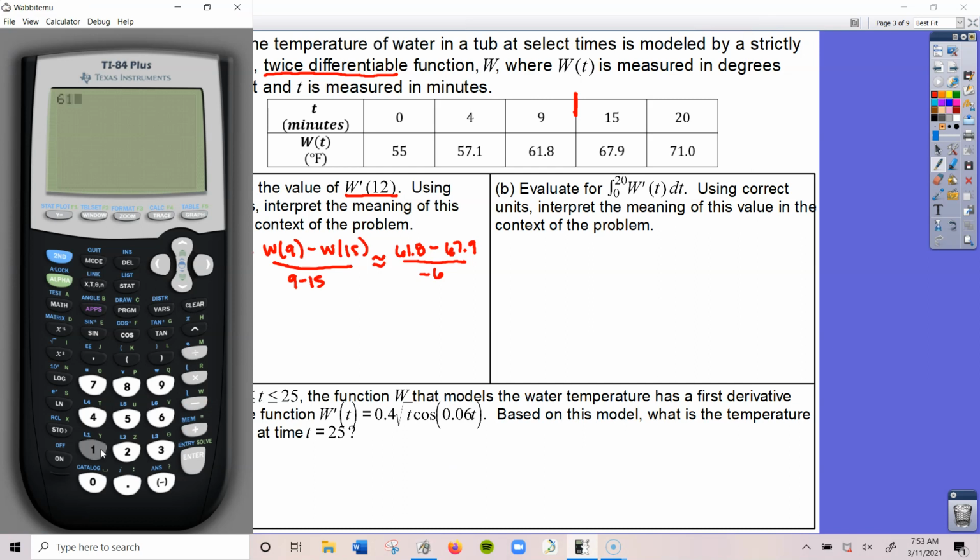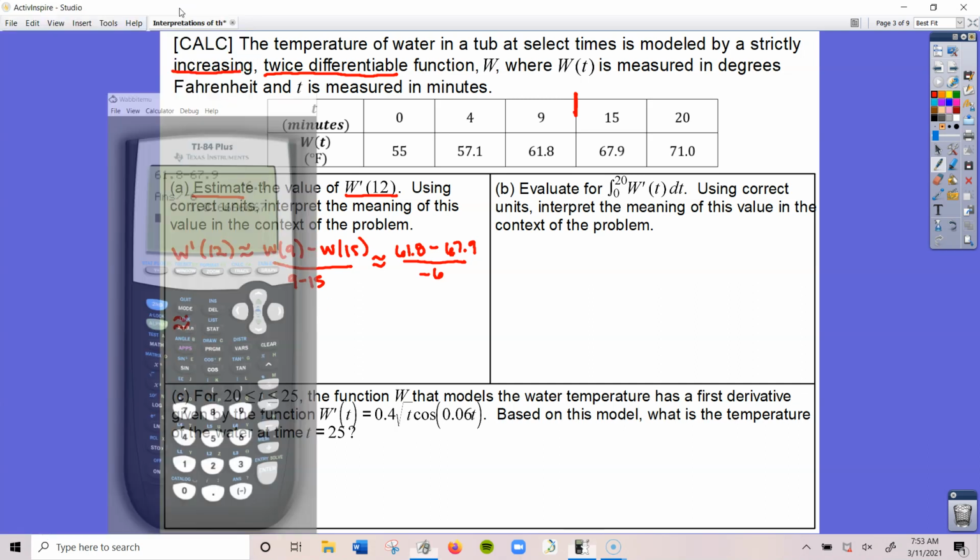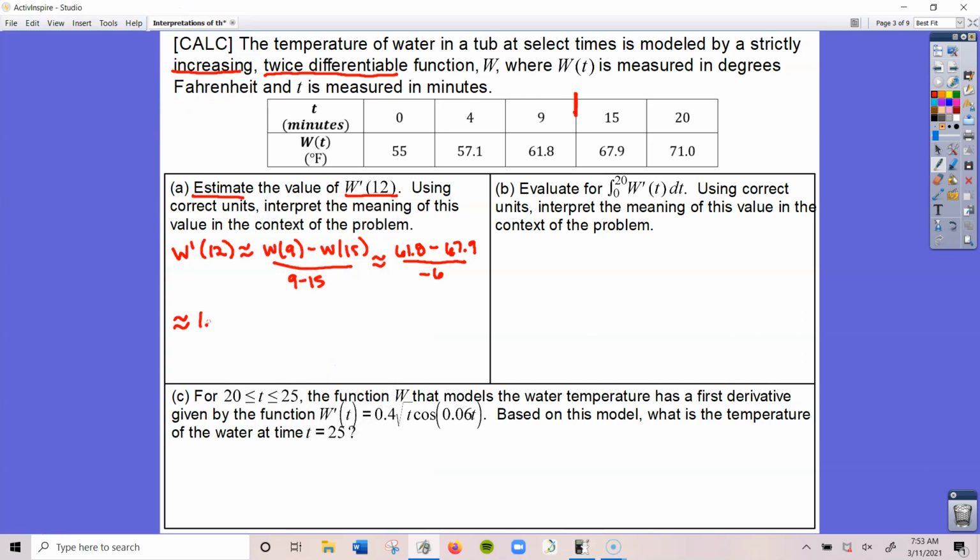We have 61.8 minus 67.9, and then we're going to divide that by negative 6, which gives us 1.0166. Now our units here, this is a derivative, so this would be degrees Fahrenheit per minute. Now what does this mean?